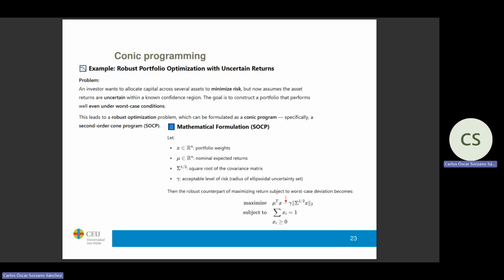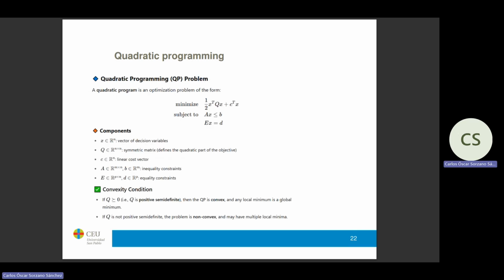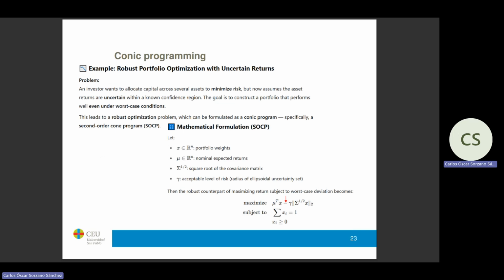Okay, so x will be the portfolio weights as before. Mu will be the nominal expected returns, but there will be a covariance on top of that. So now we will put the expected return here in the goal function. That is different from before. Before, the expected return was one of the constraints. Now it is something that we want to optimize. We want to maximize the expected return, but we want to minimize the variance.